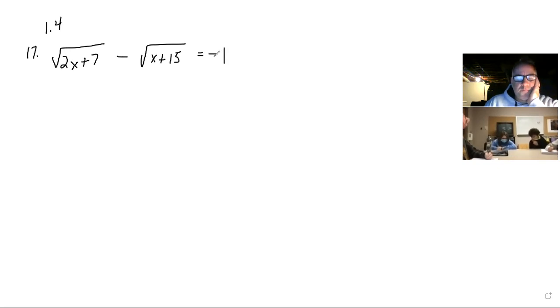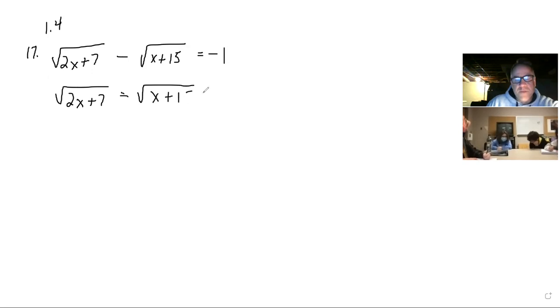So if you have a radical equation, meaning you have one or two different radical terms, the first step is to isolate one of the radicals. Doesn't matter which one, just get one of them by itself. So I'm going to opt to take this term to this side since it'll be positive on the right side, and isolate square root of 2x plus 7. That'll be one less negative sign I got to deal with. So on this side, it'll be positive square root of x plus 15, and then -1.